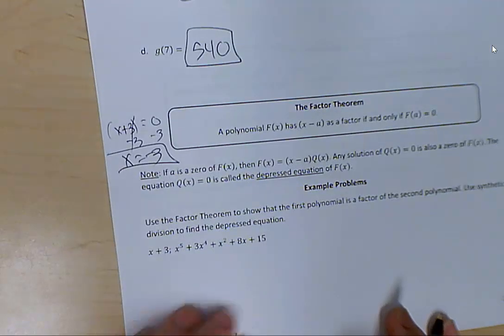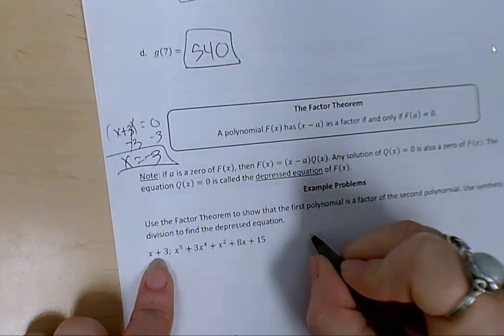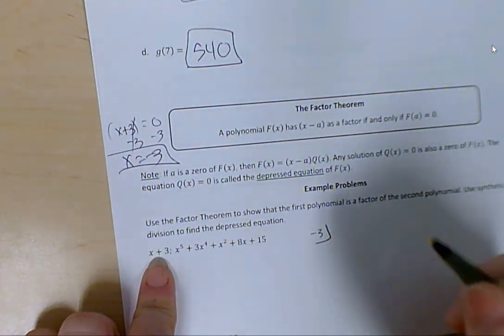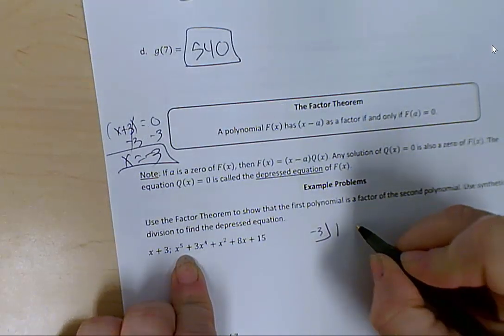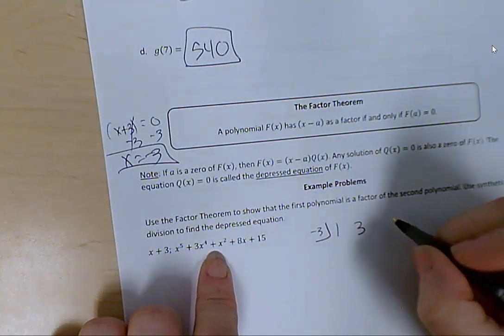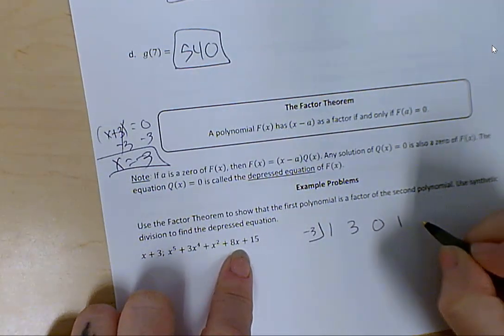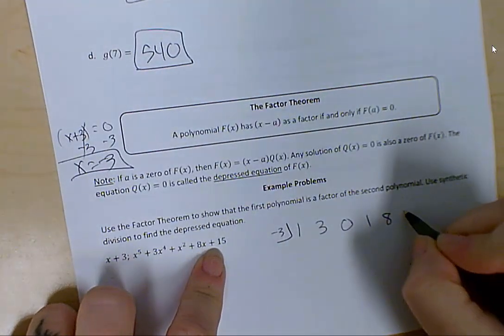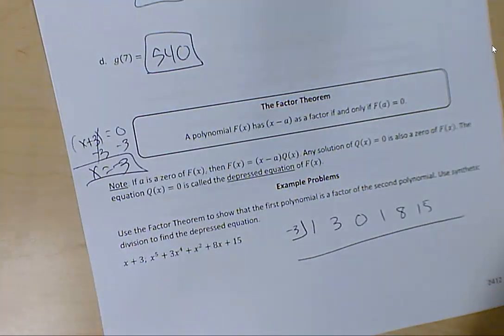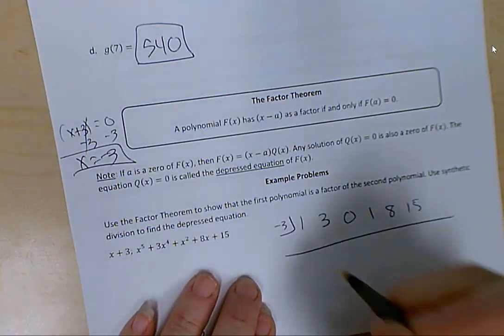So let's do that here. If we have an x plus 3, we're going to test negative 3. Our coefficients are a 1, a 3. Notice we're missing x cubed, so we're going to throw in a 0 for that. 1 for x squared, 8 for x to the first, and 15 for our constant. Let's go ahead and divide.